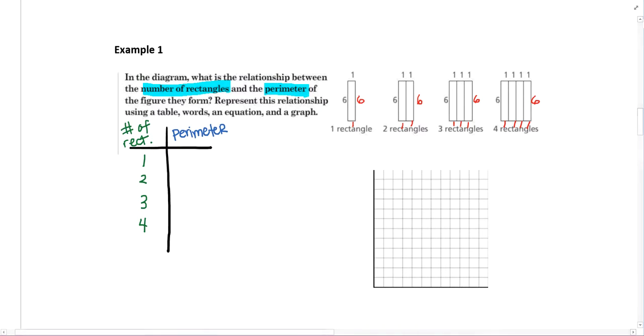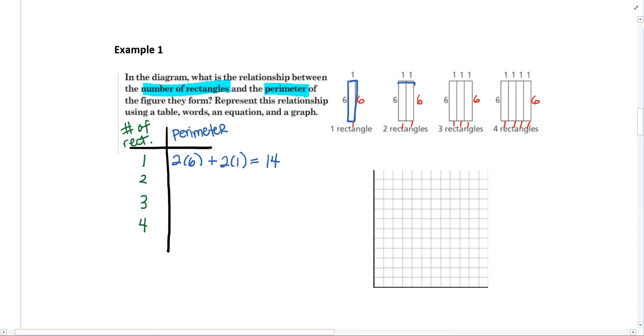All right, let's go ahead and calculate the perimeters. When they say perimeter of the figure, they're talking about the complete outside perimeter. So let's see. Here we have 2 6s. So we could do 2 times 6 plus 2 1s. That's 12 plus 2, which is 14. Okay, let's look at figure 2.